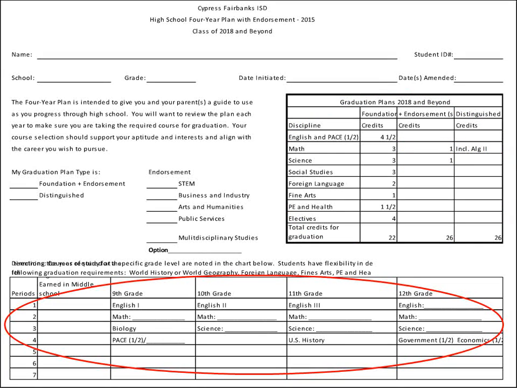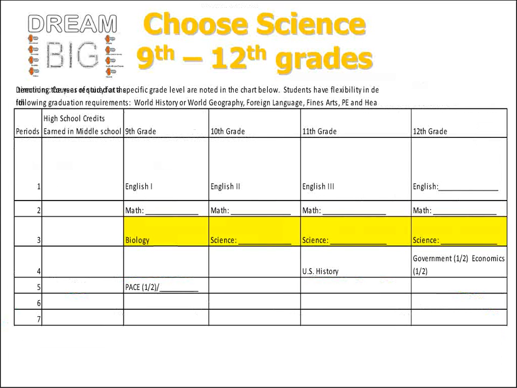Now, let's move on to choosing our courses for science and social studies. Down at the bottom of your 4-year plan worksheet, we're going to be working again in the boxes where we have specific courses that are listed. So take a look at science. We're going to be choosing our science courses for the 9th through the 12th grades.